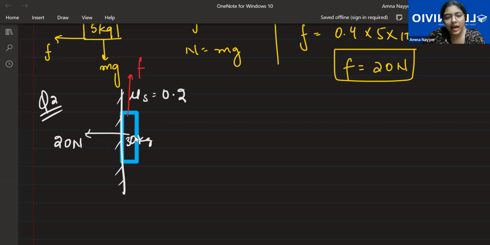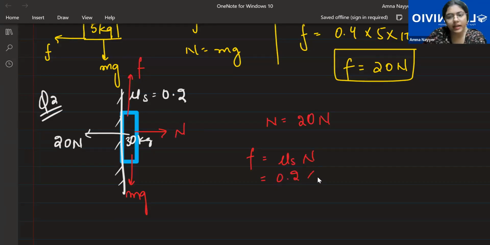Okay. And the normal reaction, and here mg will be acting, and this is 20 Newton inwards, and this is the normal reaction. So the normal reaction is equal to 20 Newton. And friction force is mu s into N. Yeah, right. It will come.